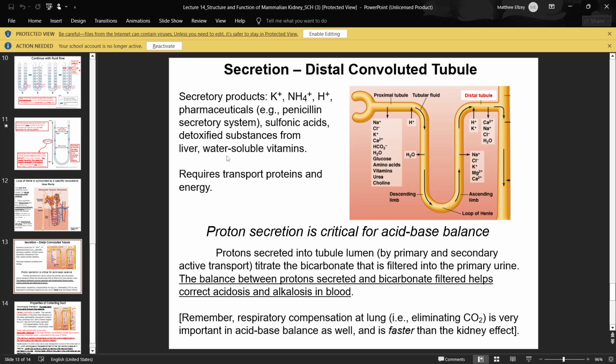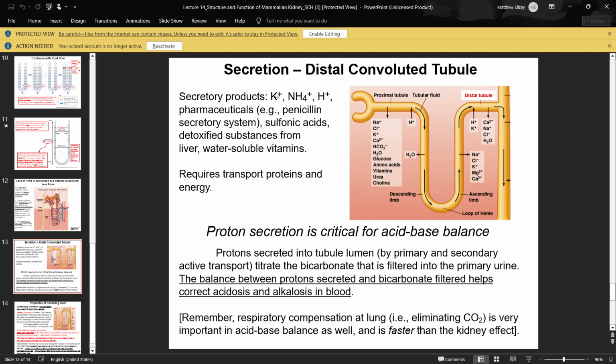So secretion. Like we said before, the distal convoluted tubule is involved in secretion, which is the opposite of reabsorption. Instead of taking things back into the blood, we're taking things out of the blood and putting them back into the nephron to be excreted. Some secretory products are potassium, ammonia, and pharmaceuticals like penicillin, secretory sulfonic acids, detoxified substances from the liver, and water-soluble vitamins. These require transport proteins and energy, so this is active transport.